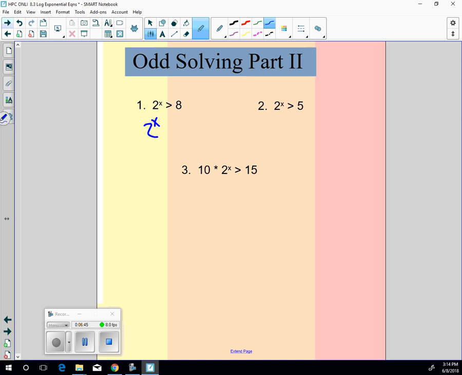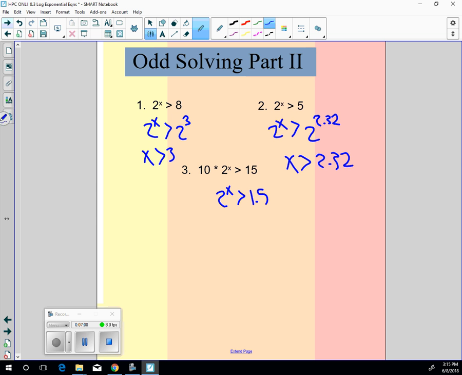These are kind of the same thing. If you have 2 to the x is greater than 2 to the third, you can say that x is greater than 3. You can do the same thing here. 2 to the x is greater than 2 to the 2.32. x is greater than 2.32. This one's going to be a little bit more effort. 2 to the x is greater than 1.5. You're going to need to turn this 2 to the x equal to, I don't know what that is. It's 2 to the something. So x is greater than whatever that something is, using your calculator.